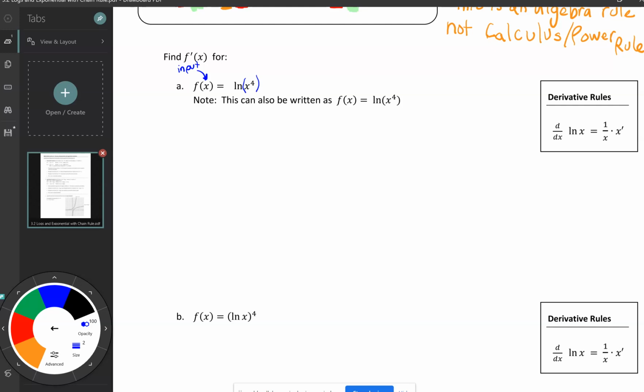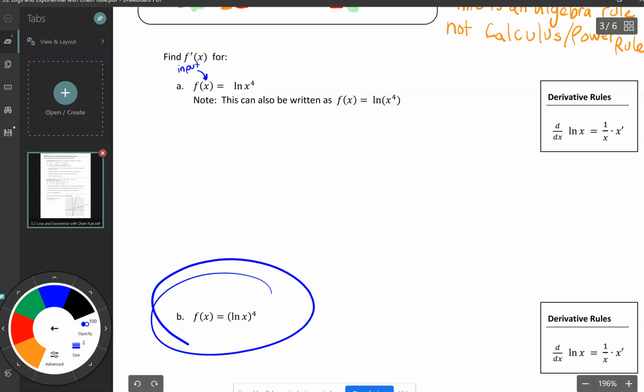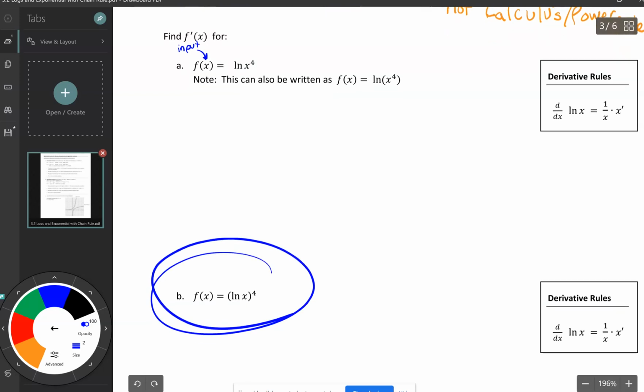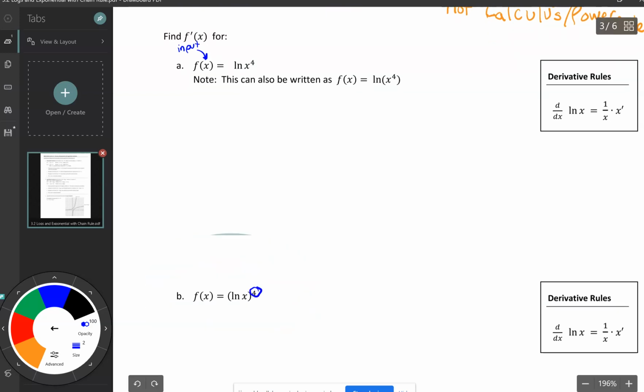That 4 is attached to the x. The 4 works on what it's immediately directly touching. If that wasn't the case, it would look like this down here on B. See how in this problem, the 4 is immediately touching the parentheses, and the parentheses is working on everything inside, the whole log x? You just have to slow your brain down and read the notation.